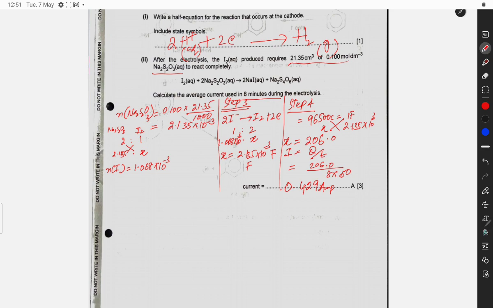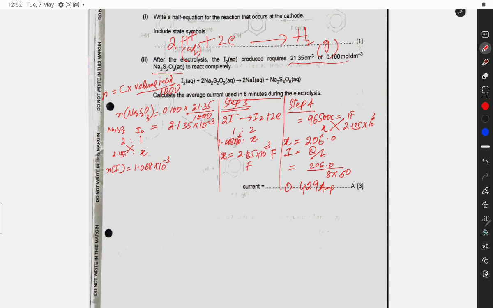So this is moles equals concentration into volume in centimeter cube divided by 1000. This is the formula to calculate the moles of sodium thiosulfate. 0.100 into 21.35 divided by 1000. So we get moles of 2.135 into 10 raised to the power minus 3.